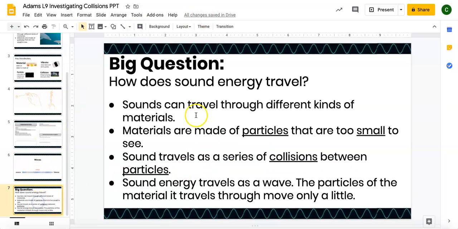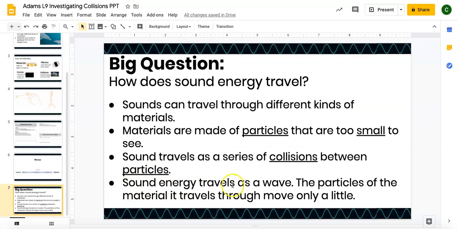Let's go ahead to our big question and see what we found out today to help us answer that big question. So how does sound energy travel? Today, we were actually able to see that sound travels as a series of collisions between particles. So we made those coins collide into one another, and we saw that those coins could play the role of particles, right? If those pennies were particles, we were able to see those pennies collide into one another, which shifted or moved towards the listener.